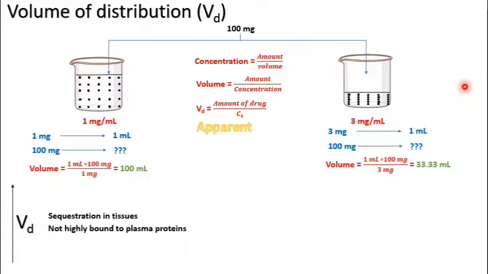Okay, what about the eligibility of this high VD drug for hemodialysis? Hemodialysis is a process done to kidney patients to remove the waste from their blood. So, if we got a toxicity from a particular drug, we can do this hemodialysis to remove this drug from the blood. So would this process be beneficial for the treatment of toxicity of a drug with large VD? For sure, no.